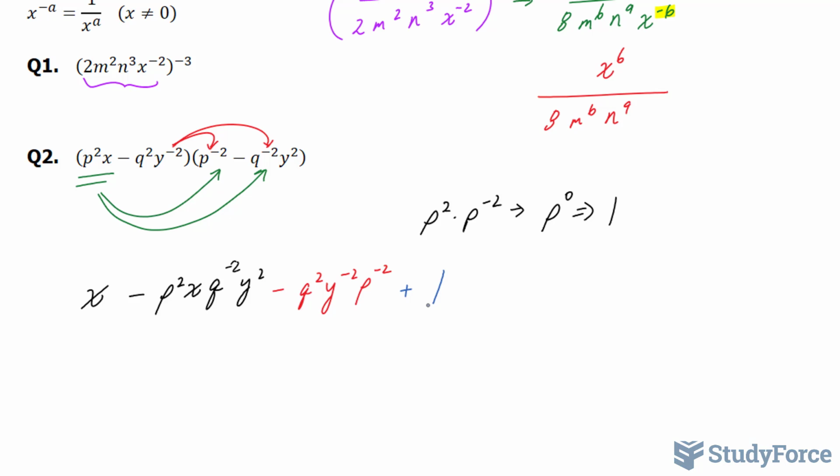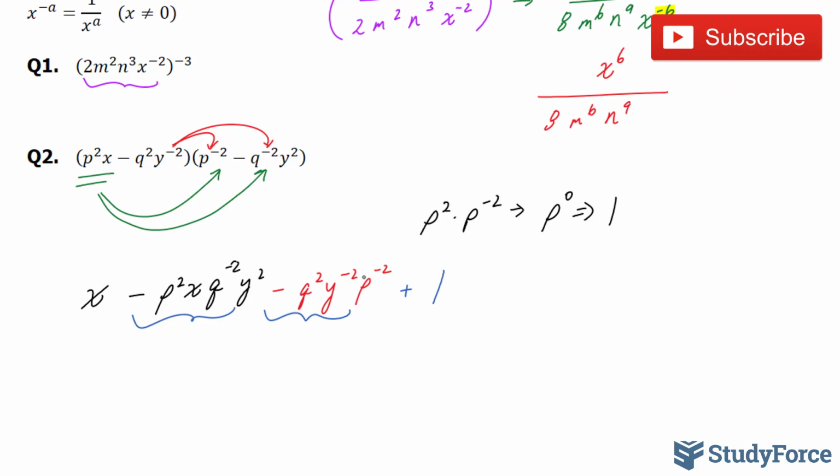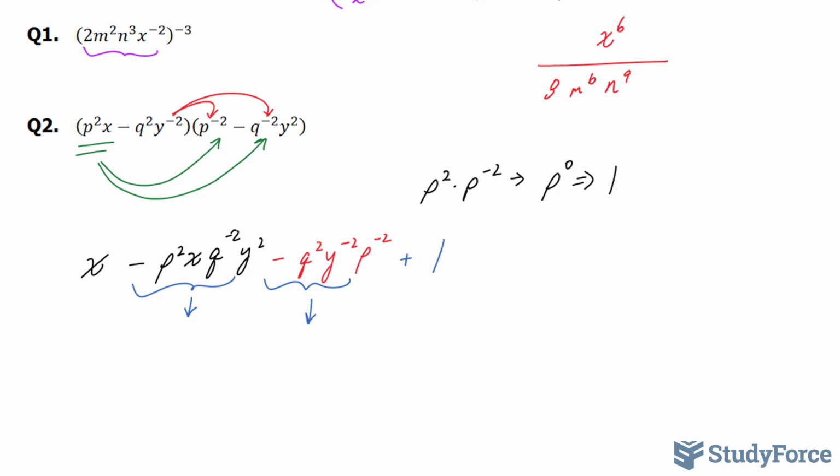So let's see if we can combine these. We can't combine these terms because they're not the same. Notice that we have a p to the power of 2 here and p to the power of negative 2. If they all had the same exponents and the same letters, then they're like terms and they can be added. But that's not the case. What we have to do next is convert the negative exponents found in these two terms so that they're positive. Here's how to do that.